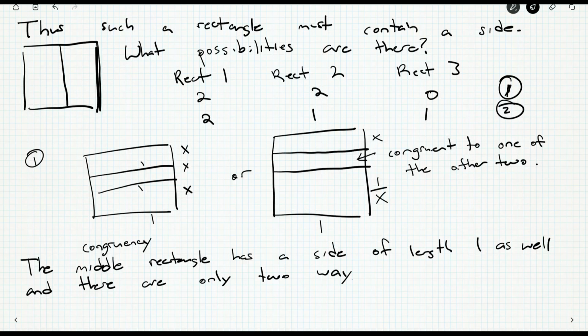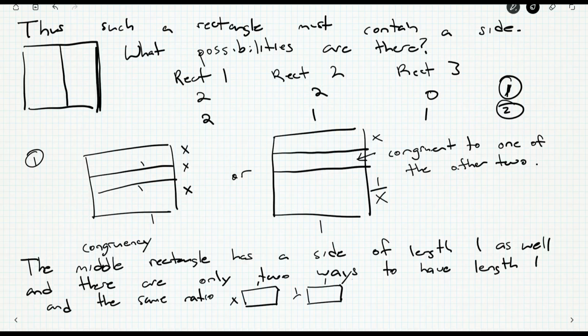And so it's another pigeonhole here. There's only 2 ways to have length 1 and the same ratio. So you have 1 and x, or you could have 1 and 1 over x. These are both x to 1 sort of squares. So we've got 3 rectangles, but only 2 ways to do it with a side length of 1, so there must be a congruency.